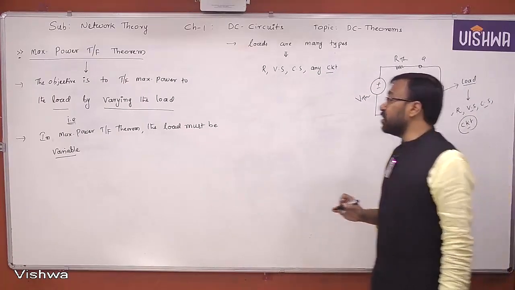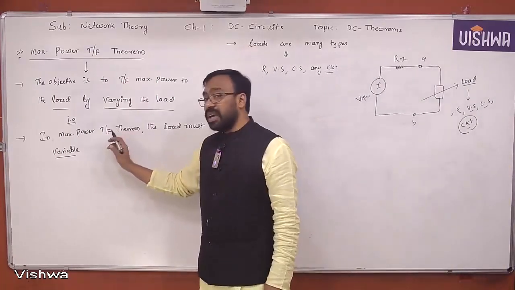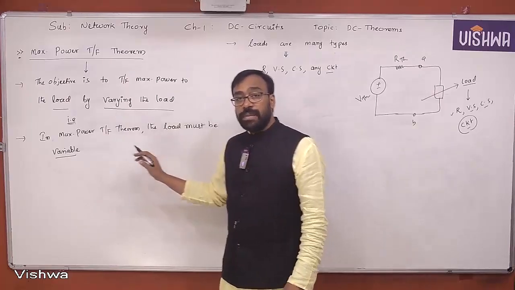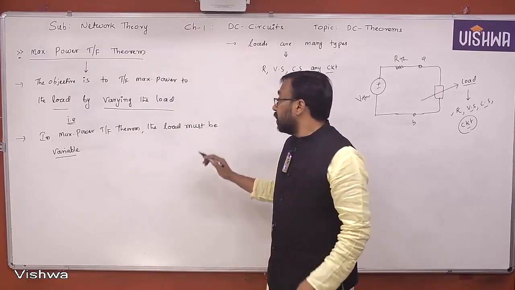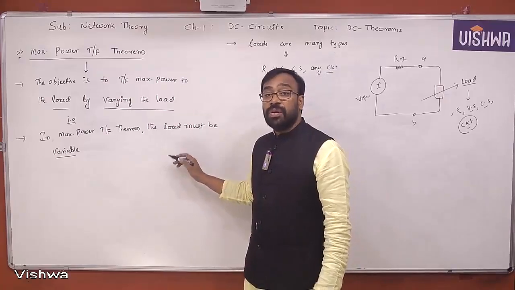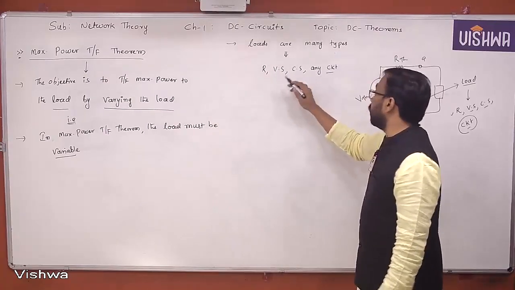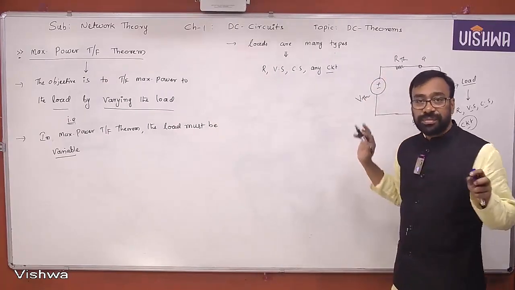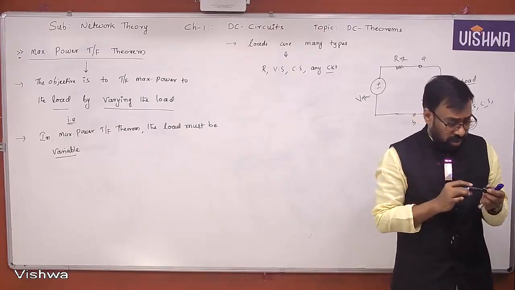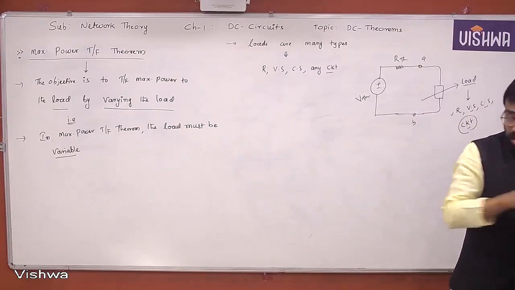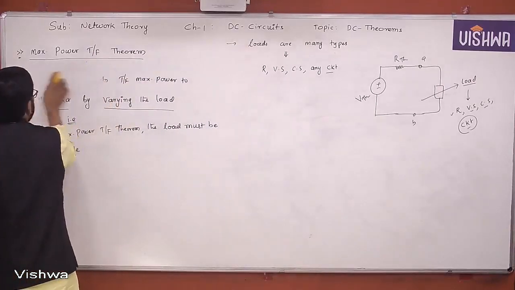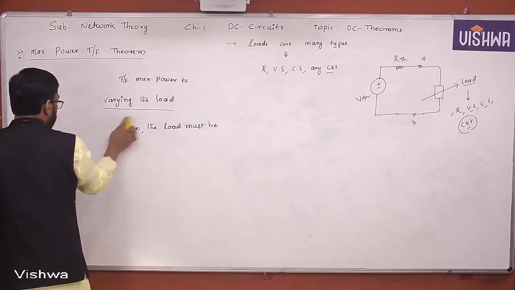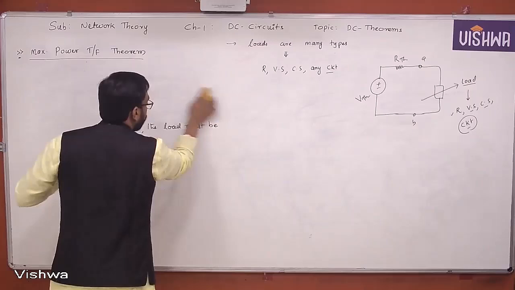But what is the condition in the maximum power transfer theorem? If you want to apply the maximum power transfer theorem to any particular circuit, definitely the load must be variable. It might be a resistor, voltage source, current source, or any other circuit. Very, very important point to be observed. That is why we take one case after another. I think you have written this, right? We'll take now case 1.